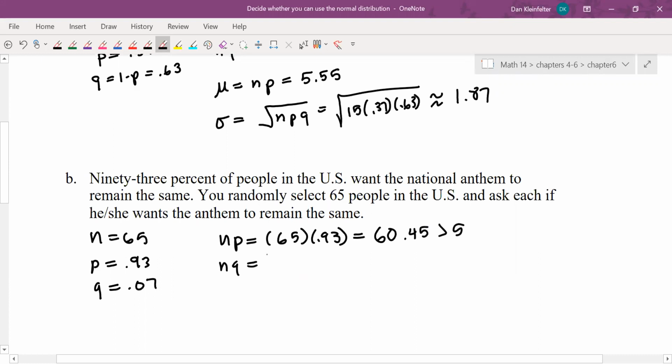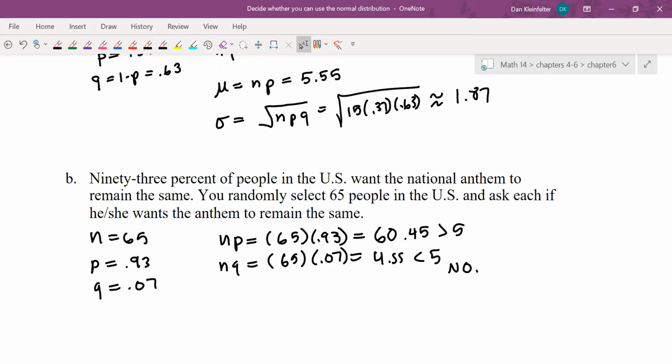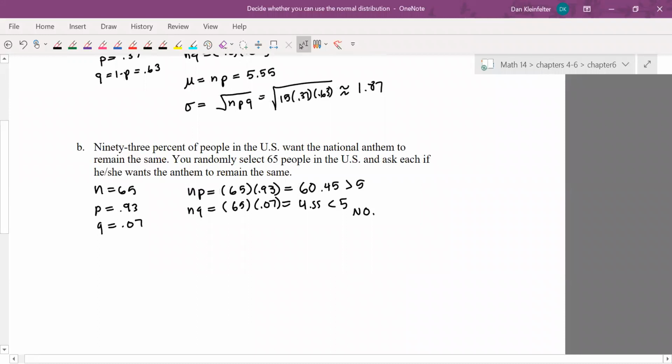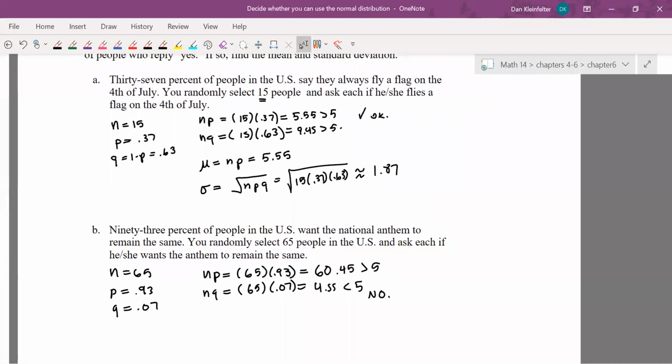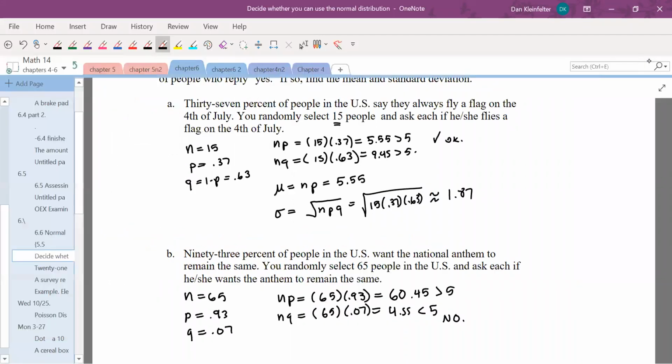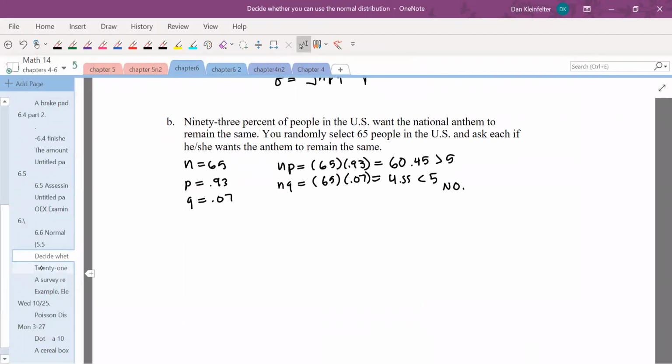And then nq is going to be 65 times 0.07. And that's 4.55. So unfortunately, that's less than 5. So we wouldn't be able to continue and use the normal approximation to the binomial for part B. So that's the first part of any problem where you're thinking of using the normal to approximate the binomial. In our next example, we will actually do it.